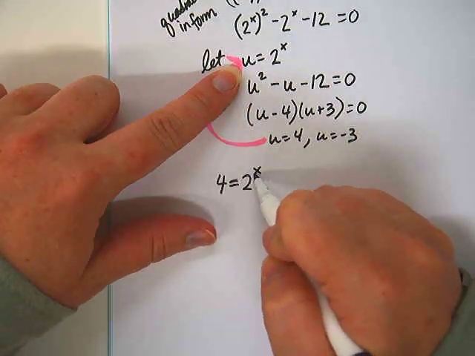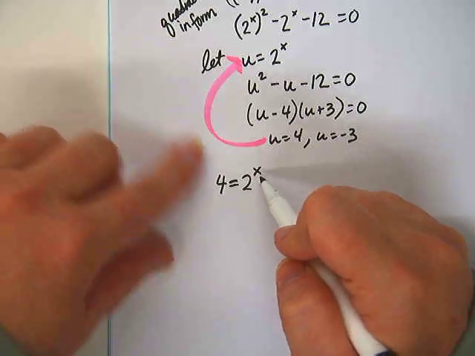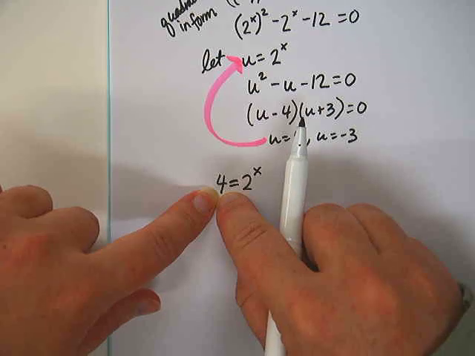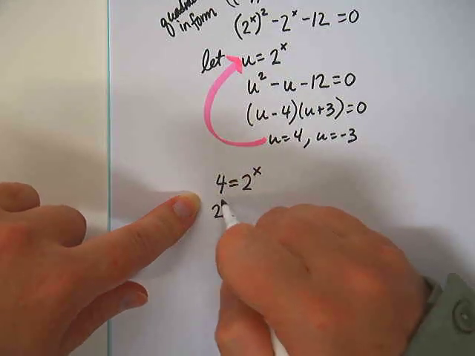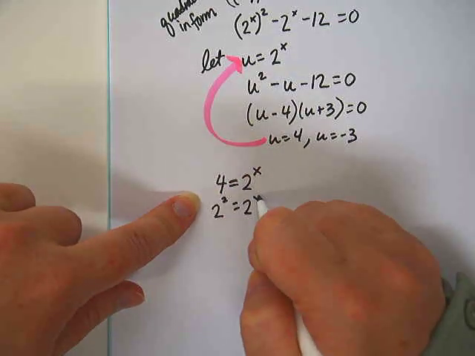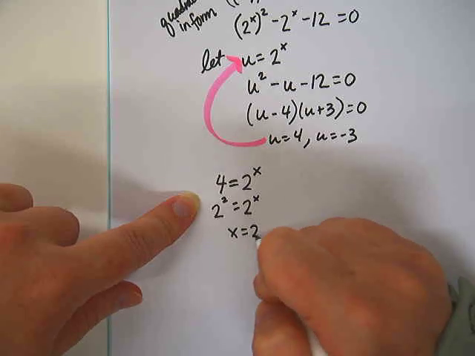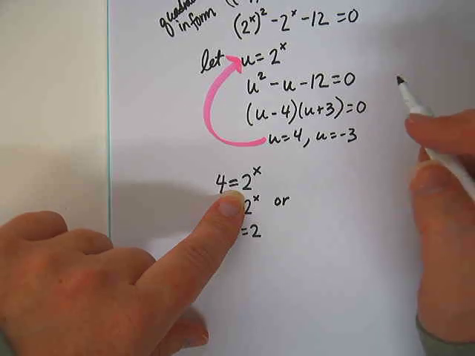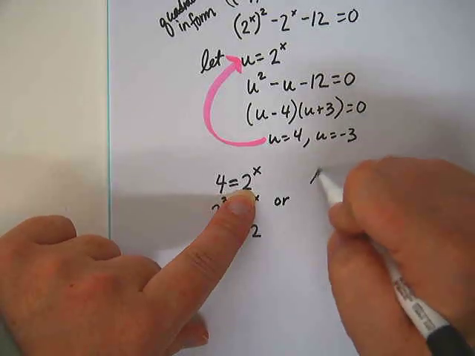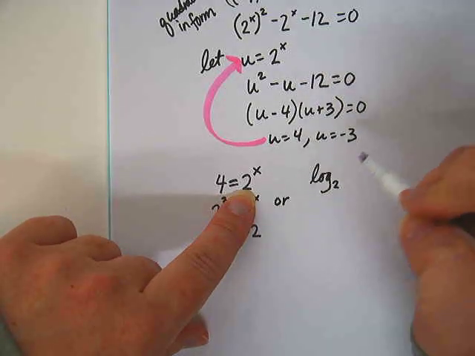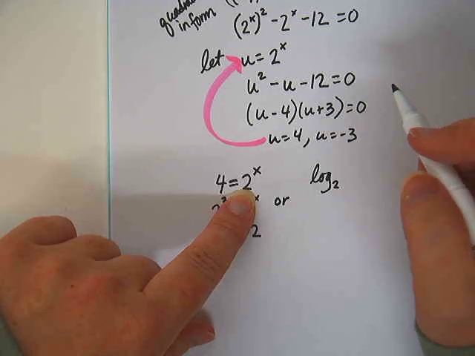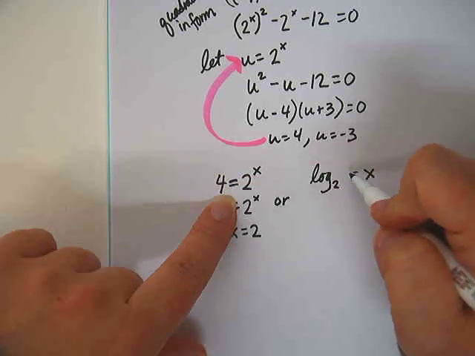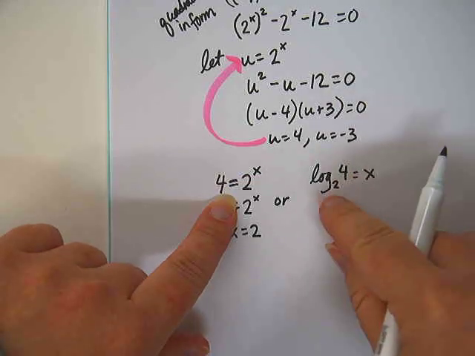So I'm going to plug in 4 equals 2 to the x. Then to solve this, now I'm going to change this to a logarithm. Or you can just use the method of changing this to the same base. So 2 to the second power is the same thing as 2 to the x. So therefore, x would have to equal 2. Or if you want to, you can change this to a log form. The base of the exponent is 2, so you could do log base 2. And then a logarithm equals an exponent, so that's equal to x.